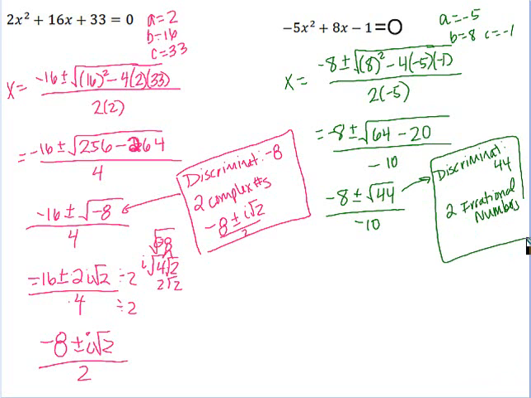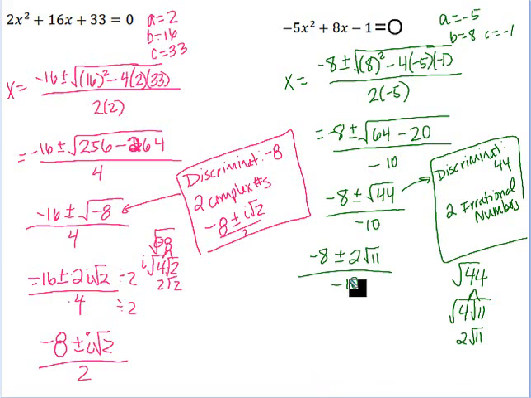And now we just need to solve it. So the square root of 44, we could break that down to 4 times 11. 4 is our perfect square that fits in there, so that is 2 square root of 11. So here we'd have negative 8 plus or minus 2 square root of 11 all over negative 10. 8, 2, and 10 all have a common factor of 2. And since the 10 is negative on the bottom, we'll divide top and bottom by negative 2. So this then becomes a positive 4.